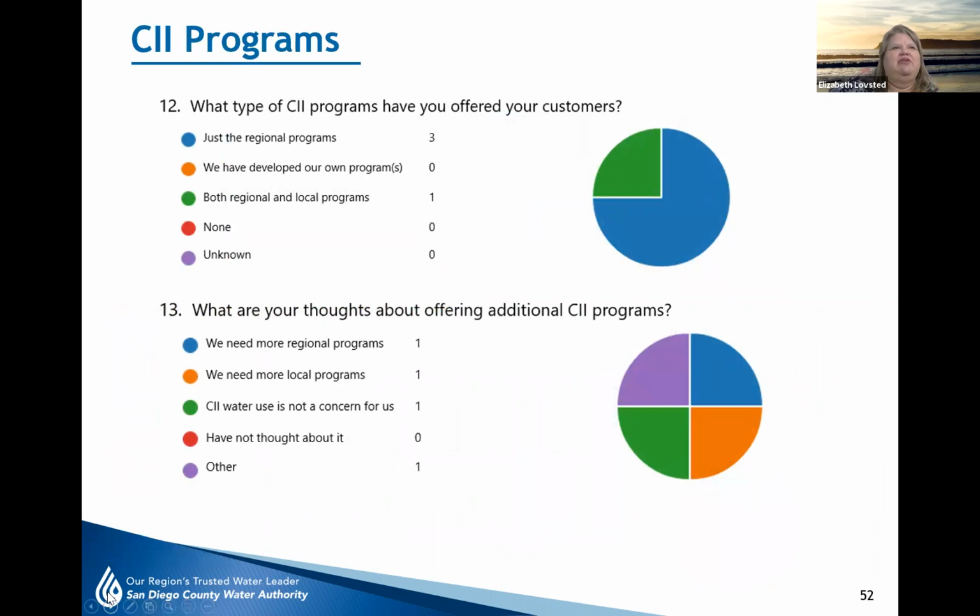Now we look at the CII programs. We're interested in who was offering what programs in the San Diego area, just the regional programs, or whether people had local ones as well. We had 3 that just did the regional programs, and 1 that has a local program as well. And then really even split on offering additional CII programs, regional programs, more local programs, no concern about CII, or other. So next slide.